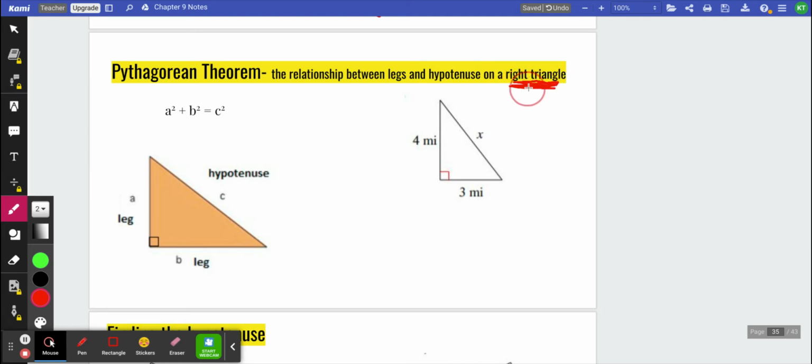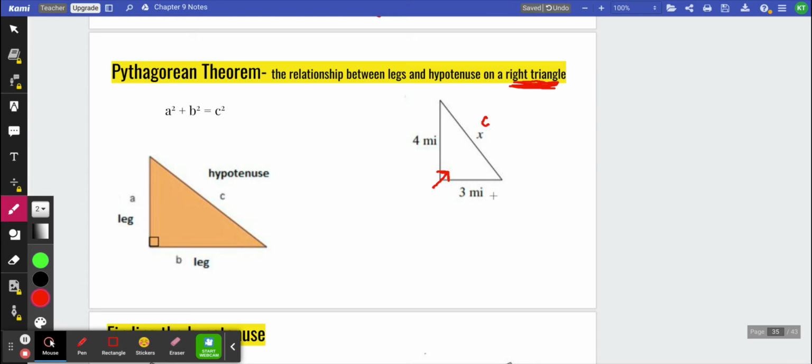That's very important. This theorem works on a right triangle. You can see that it's a squared plus b squared equals c squared. So when I square the legs and add them together, it's equal to the hypotenuse squared. So, quick example. I want to identify the hypotenuse first. If I draw my 90 degrees, it's pointing right here. So this is going to be c.